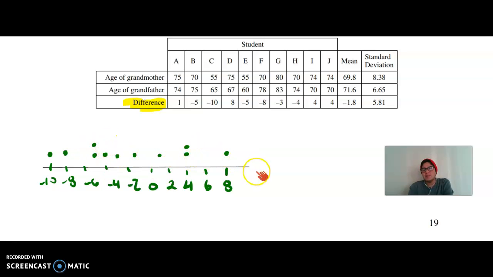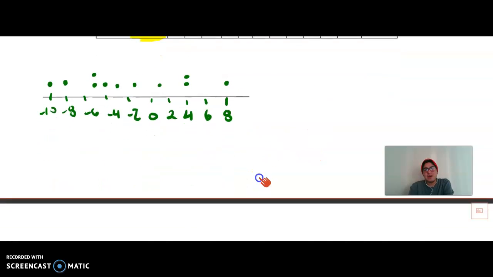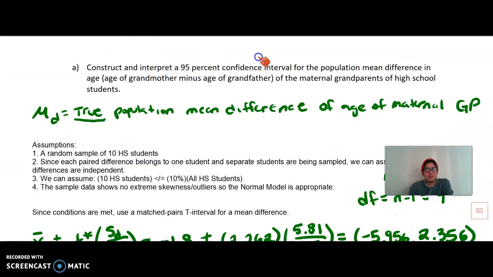So here I can see a little bit more information about my data, but for the most part this data looks approximately symmetric, and it doesn't appear that there's any extreme skew or outliers. So it looks like here my mean happens at negative 1.8, 4 observations above, 6 observations below, but again this is no extreme skew or outliers that we'd have to worry about in our procedure.